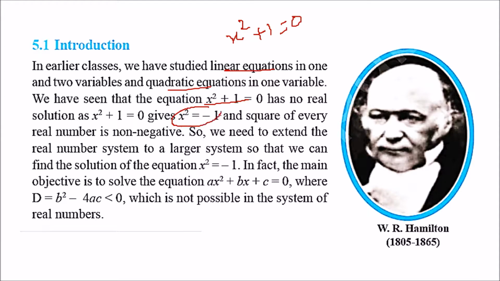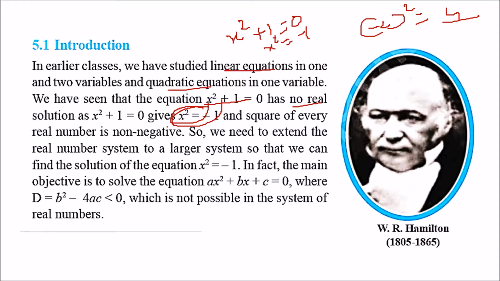What it means is that x square is equal to minus 1. And why does this arise? Because the square of every real number is always non-negative. You say minus 2, square it, you'll get 4. Any negative number you take and square, you'll always get a positive number. So the square of every real number is non-negative. How are you going to solve this? Because in the previous classes you said that it has no real solution.